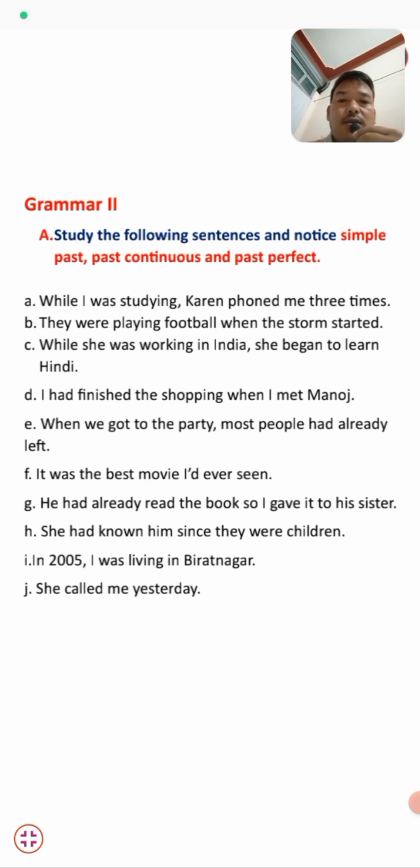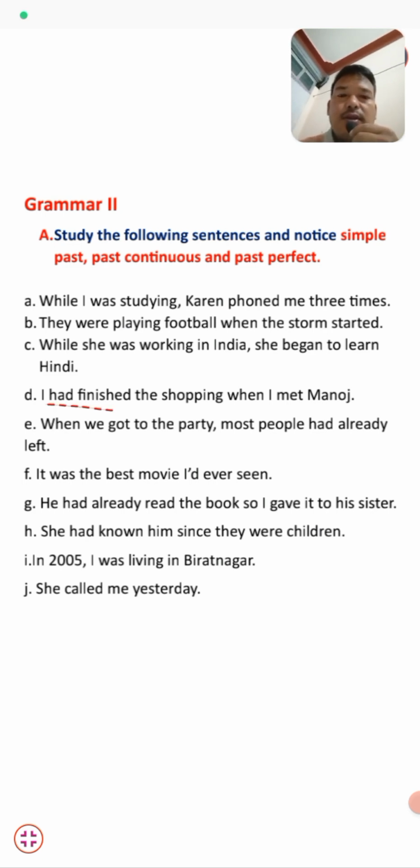See, number, while she was working in India, she began to learn Hindi. When she was working in India, she started to learn Hindi. Students, these are all the given sentences here. You have to read and notice them, and you will find that one sentence is given in past continuous, and the other is in the simple past. In some sentences, students, you can see past perfect and simple past.